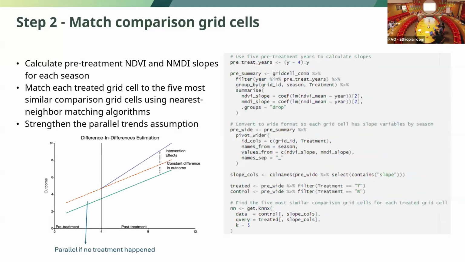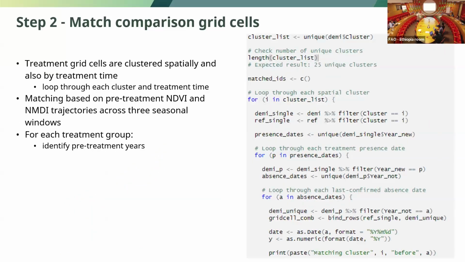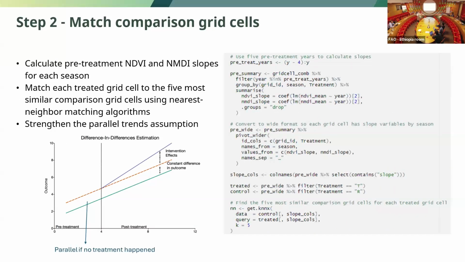So what is the parallel trend assumption? This assumption is that without any treatment, what we should expect to see is that the treatment areas change exactly on the same trend as the comparison areas. So that's why when we do the matching, we look through each cluster, each Demi-lune cluster, at each treatment timing, and then we calculate the pre-treatment NDVI and NMDI slope, and then we use those slopes to find the best comparable comparison cells.